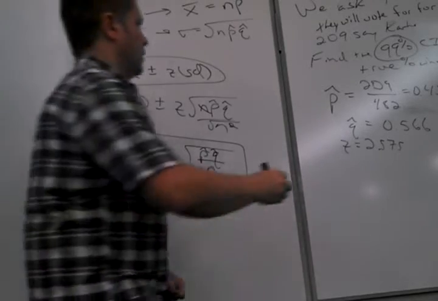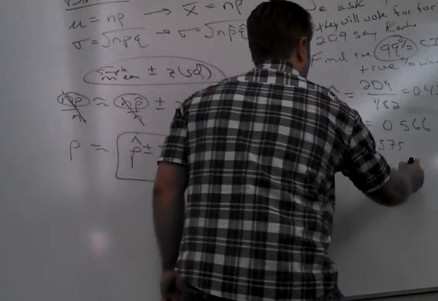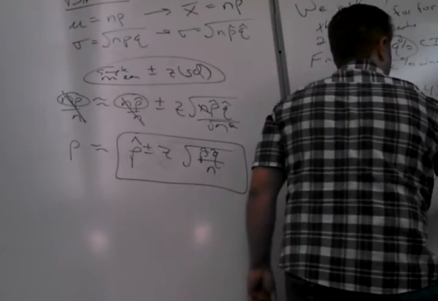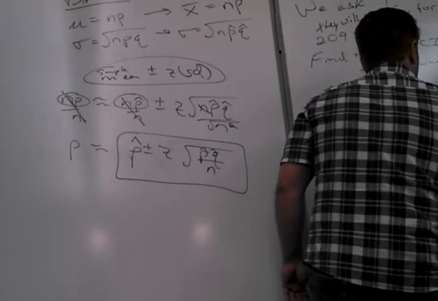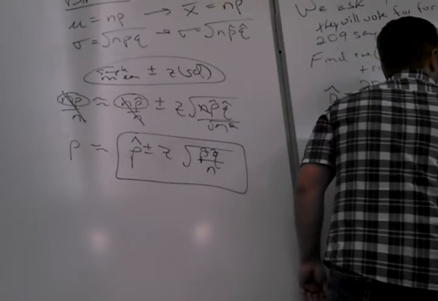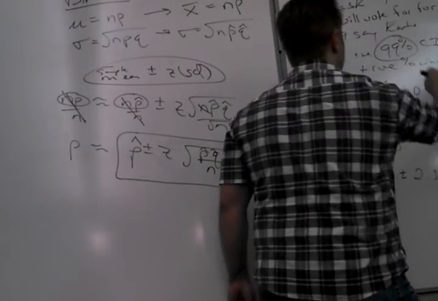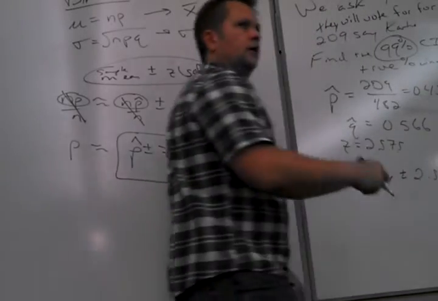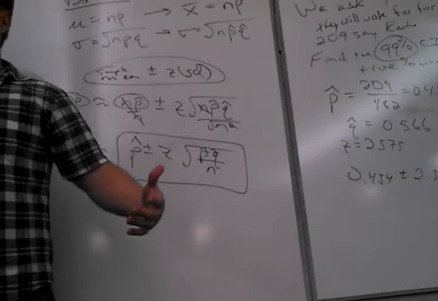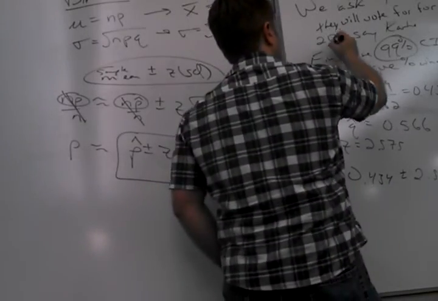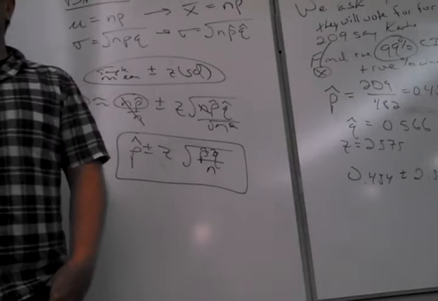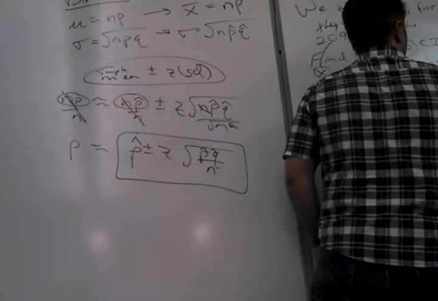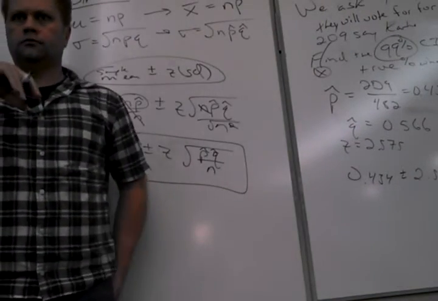P hat plus or minus, so 0.434, give or take this many. Standard deviation: square root of P hat times Q hat, divided by N, which was 482. For some reason, some people put 209 there. But N always has to be the total number. I don't know if you remember, but 209 is actually X, the number of successes. So if you want a formula for P hat, it's X over N: successes divided by the total.